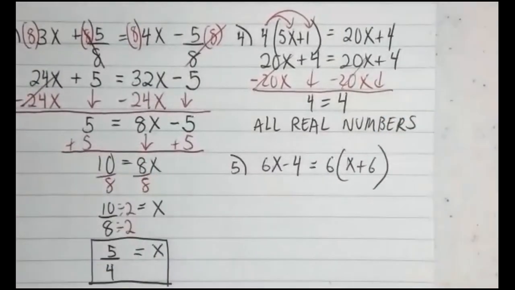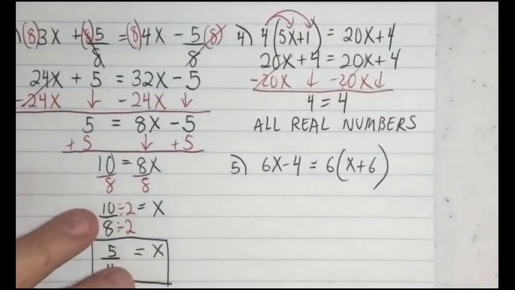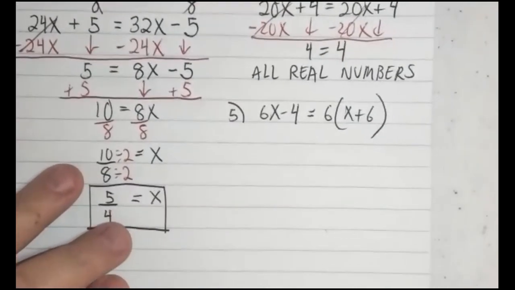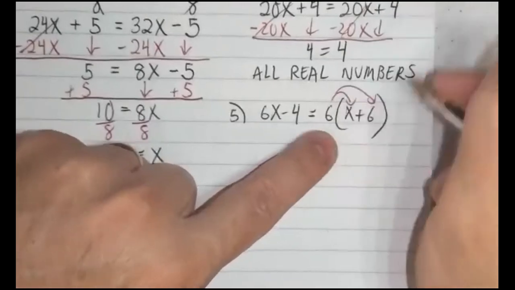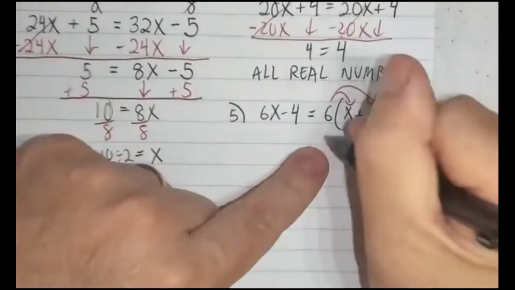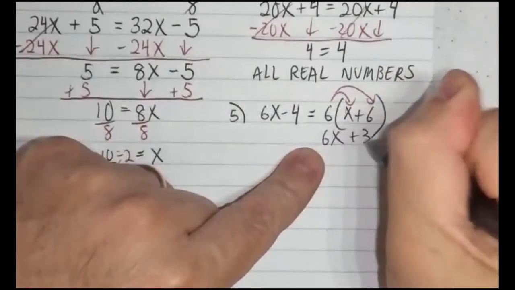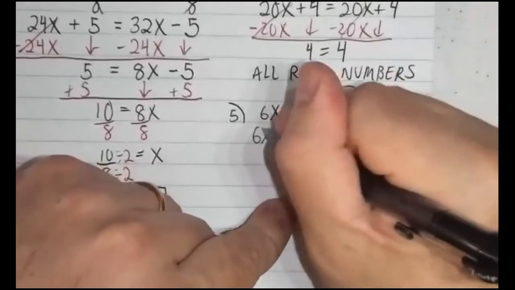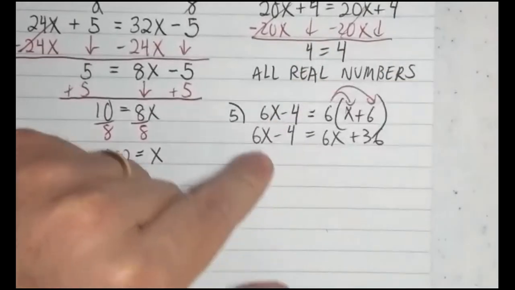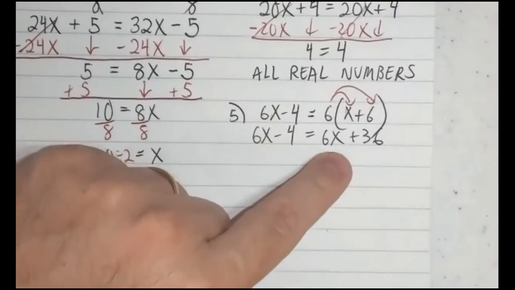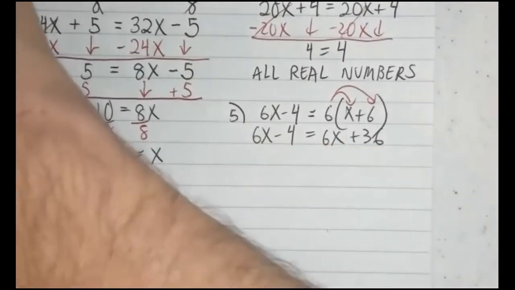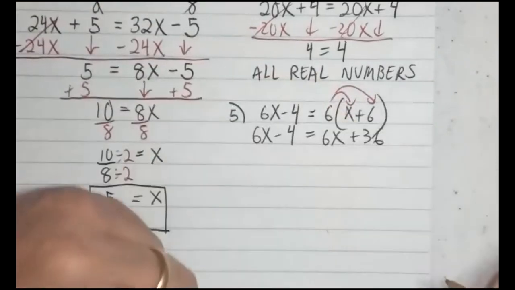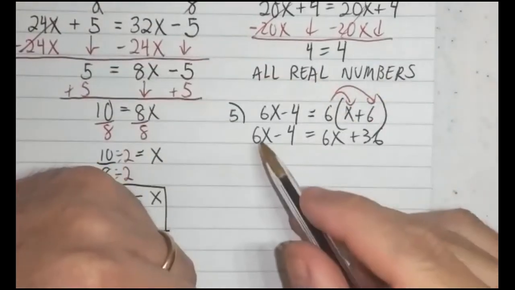Example 5. I have 6x minus 4 here. I have to distribute this side. That's going to leave me 6x plus 36. So what you notice, I have 6x minus 4 on this side and 6x plus 36 on this side. All right, so the next step is to eliminate. I like to move all my variables to the same side. Well, I have the same variables.